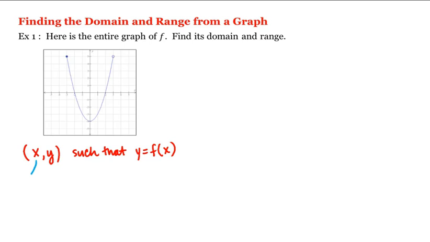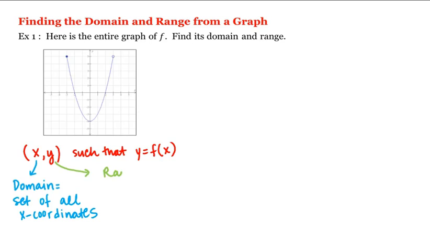Now the domain is the set of all x coordinates of points on the graph. And the range is the set of all y coordinates of points on the graph.